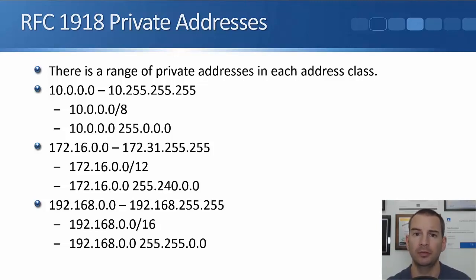Okay, so those are the three ranges of private addresses. You want to have these committed to memory. So just like you're going to commit to memory what the range is for class A, class B, and class C, also remember what the ranges are that are used for the private addresses. This is not just for the CCNA exam. You're expected to know this off the top of your head when you're working in the real world as well, because you'll see that RFC 1918 addresses are used a lot in the real world. I'll get to the reason for that very soon in this lecture.